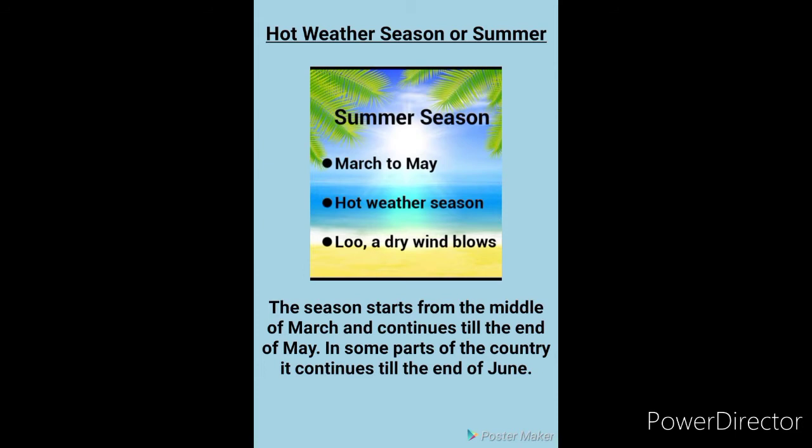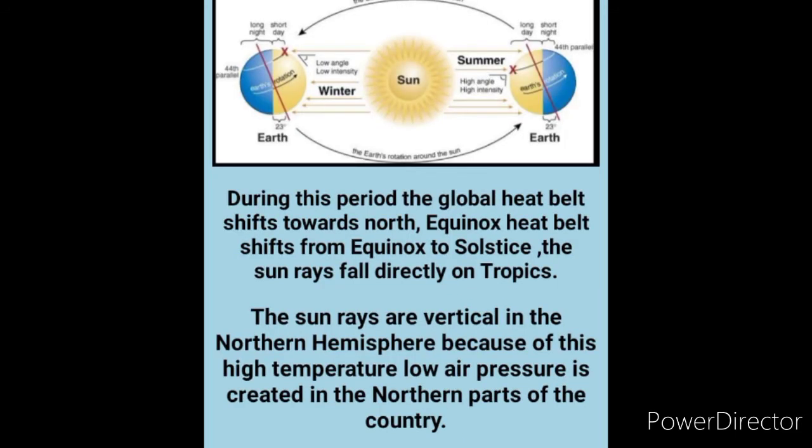From March to May, it is the hot weather season in India. The season starts from the middle of March and continues till the end of May. In some parts of the country, it continues till the end of June. During this period, the global heat belt shifts towards the north, from equinox to solstice.